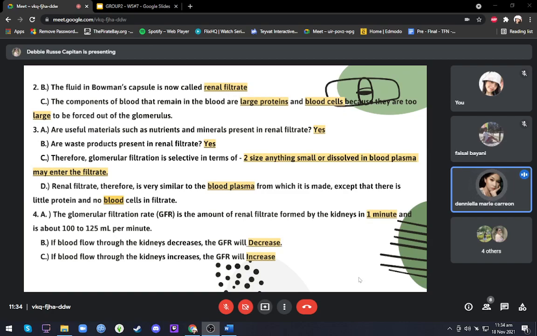Number 4, letter A, the glomerular filtration rate is the amount of renal filtrate formed by the kidneys in 1 minute and is about 100 to 125 ml per minute. Letter B, if blood flow through the kidneys decreases, the GFR will decrease. Letter C, if blood flow through the kidneys increases, the GFR will increase.